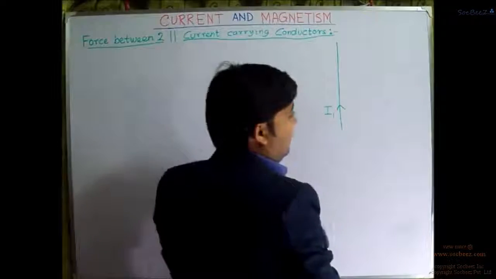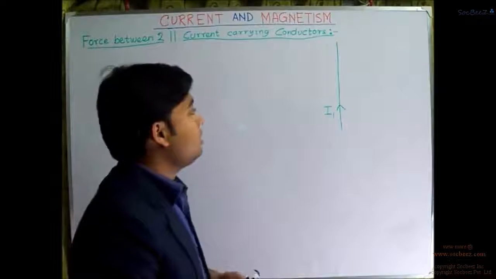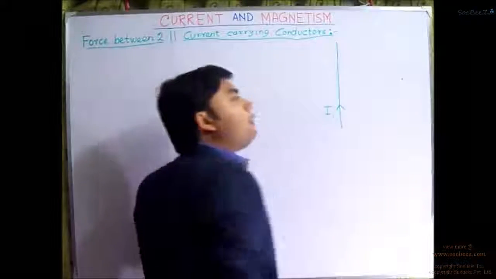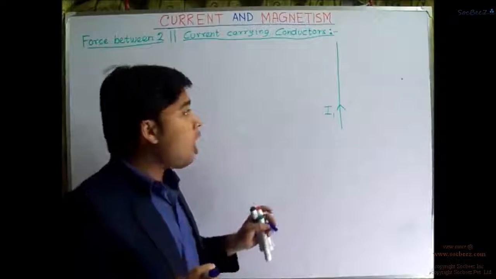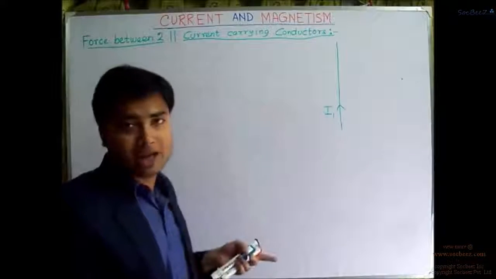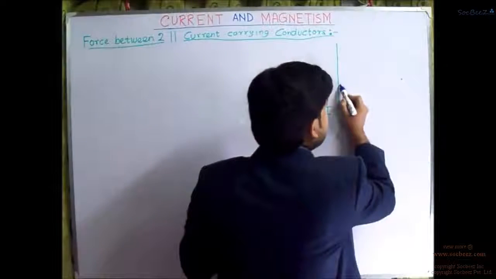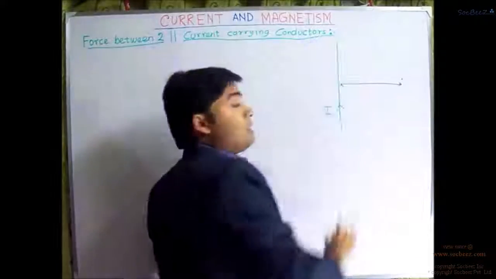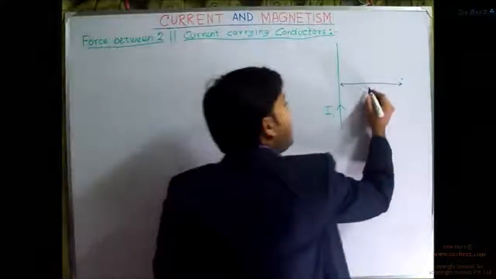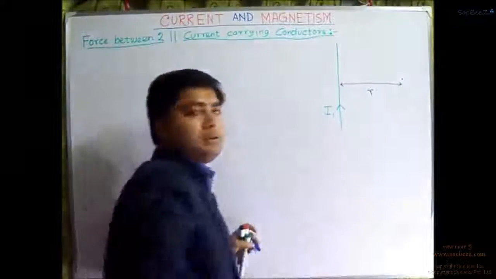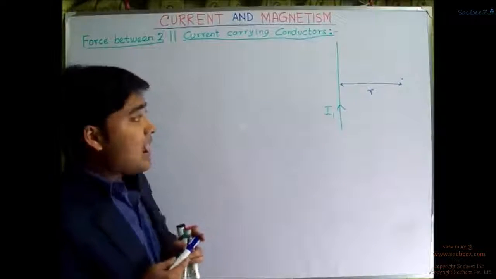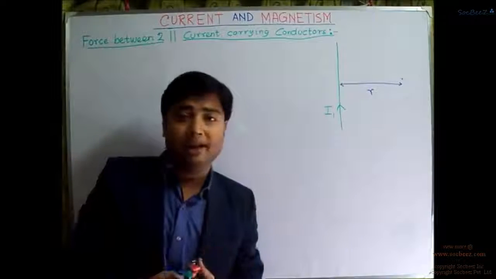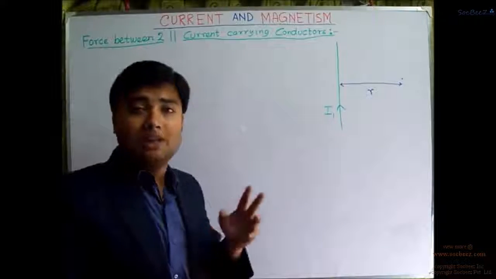And over here we intend to find out, at this point, what would be the value of the magnetic field due to this conductor. First of all, the distance between this point and this current carrying conductor, let it be R. Now, if you could recollect, we found out the magnitude of B.